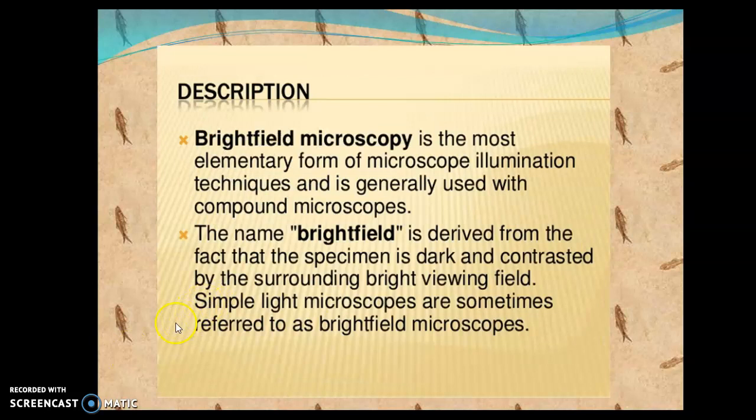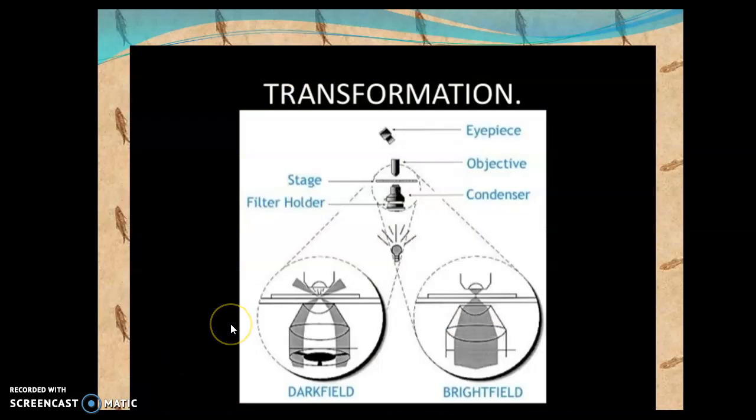Now the description of bright field microscopy. The name itself indicates that in bright field, the background is bright in color, whereas the specimen is darker in color. It is quite the opposite in the case of dark field microscopy, where the background is darker in color and the specimen is lighter in color. If you observe this slide, you will see the difference between dark field microscopy and bright field microscopy.